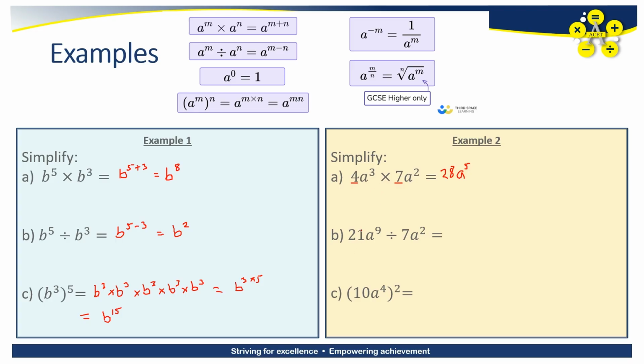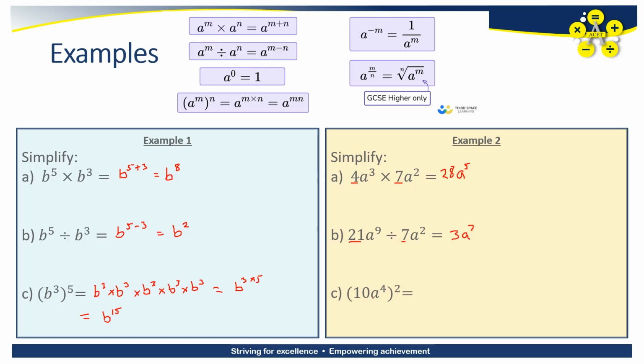Similarly for part B, I've got 21a to the power of 9 divided by 7a squared. So I've got this 21 and this 7, and 21 divided by 7 is 3. And then I've got a to the power of 9 divided by a squared. Remember, when we divide, we subtract these powers. So 9 take away 2 is 7, so it's 3a to the power of 7.